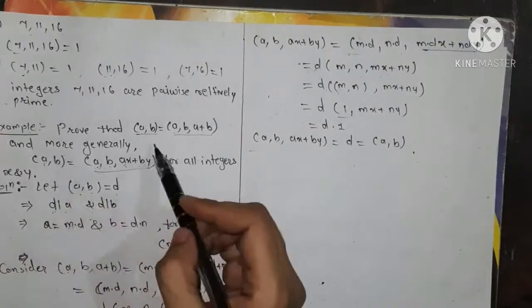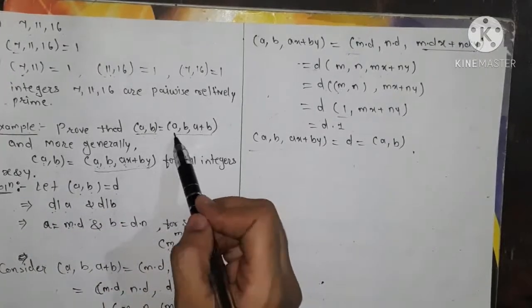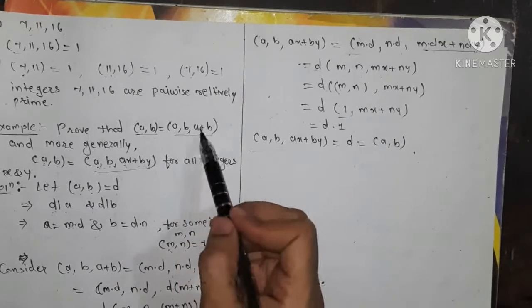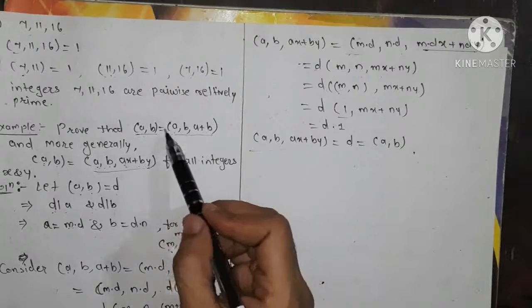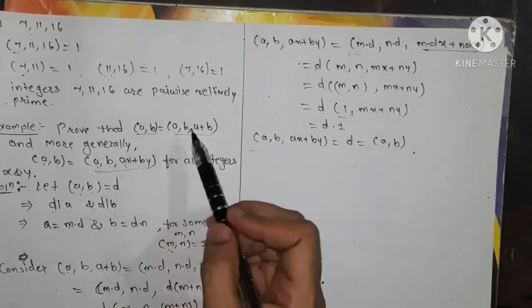That is, if we have any two numbers, a and b, and the sum or a combination of the sum, then the GCD of all these integers is the same as the GCD of the two numbers, that is a and b.